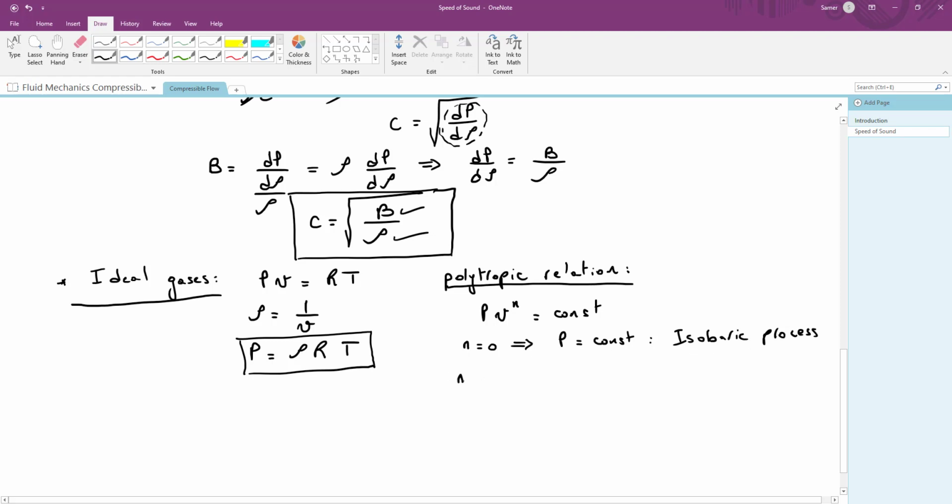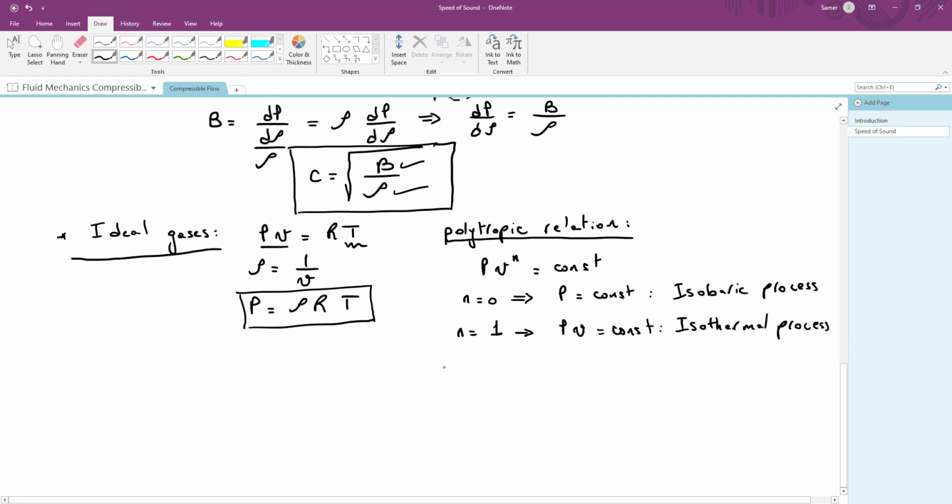If you take n equal to 1, you will have PV equal to constant. When PV is equal to constant, this simply means that this process is happening at constant temperature, and we call this process an isothermal process.